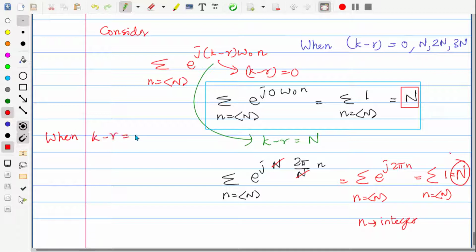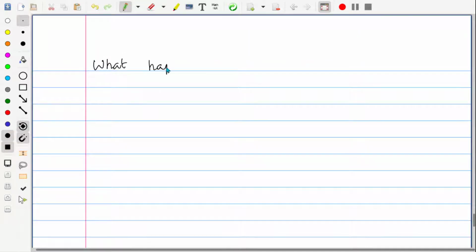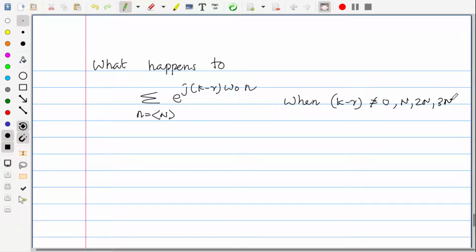So this is the result of the innermost summation for k minus r is equal to 0 or N or 2N. This is equally valid for the values of k minus r equal to N, 2N, 3N, etc. also. When k minus r is not equal to 0, calculating the summation is very interesting.